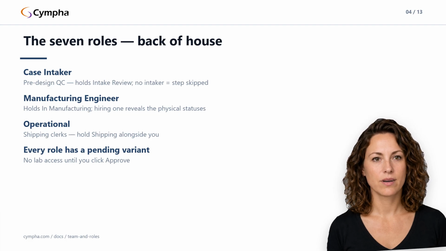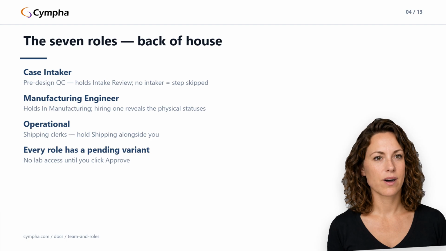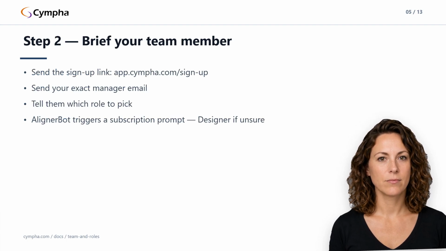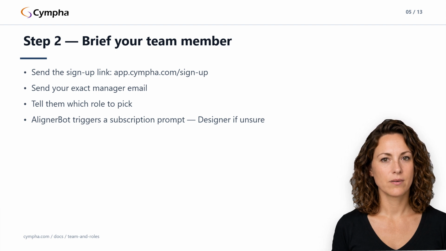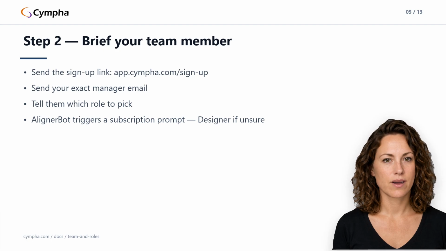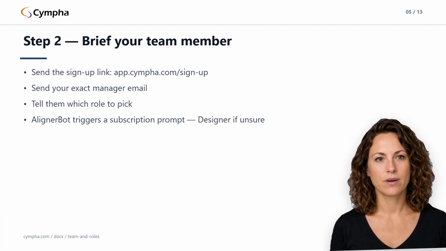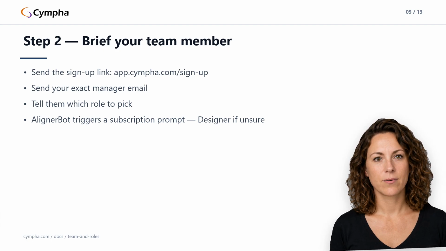3. Which role to pick, literally write pick designer, or pick manufacturing engineer, so there's no guessing at the screen. And 4. A caution for AlignerBot specifically: picking the Guide Mia AlignerBot role triggers a subscription prompt, because that seat is tied to the paid desktop engine. If the person doesn't actually intend to run AlignerBot, they should pick designer instead. A human designer can still take on ortho cases manually.